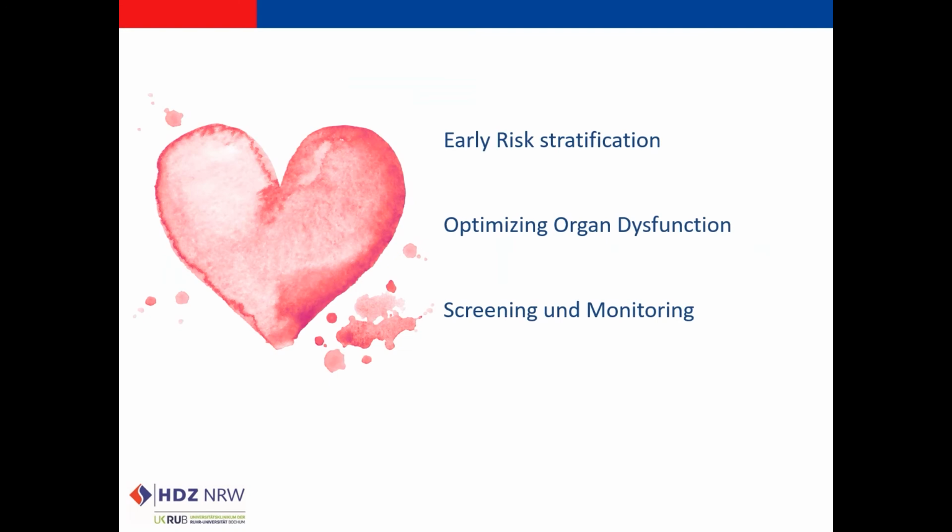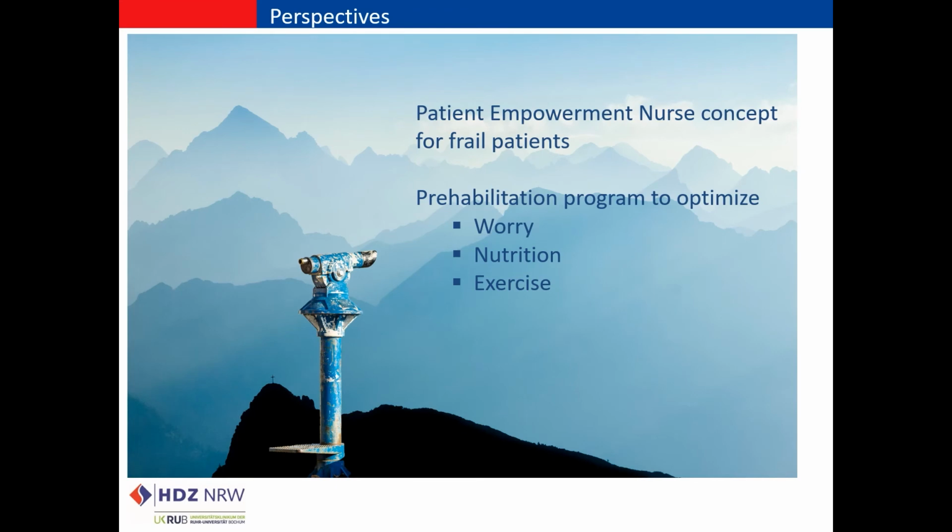Taken together, our concept includes early risk stratification, optimizing organ dysfunction, and screening and monitoring. And the perspectives are patient empowerment with a nurse concept for frail patients, and I think the prehabilitation program to optimize the 3 important factors: worry, nutrition, and exercise. Thank you very much for your attention.